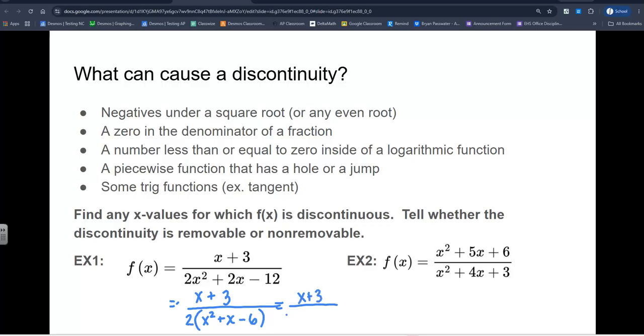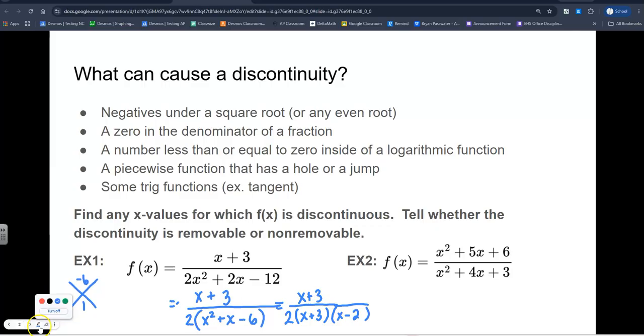Okay, then we could factor the denominator further. And so a lot of you, I think, use the X method. You multiply to get -6, add to get +1. What numbers work for that? +3 and -2 right there.